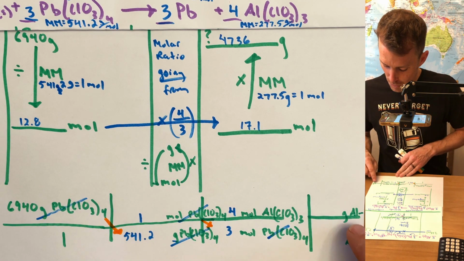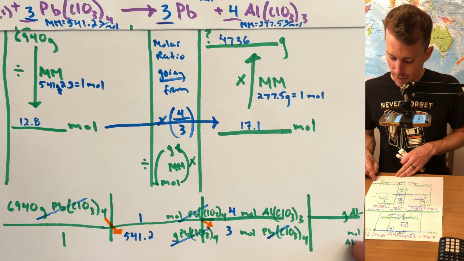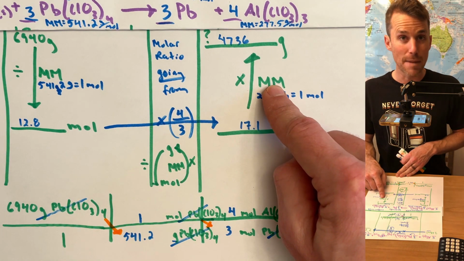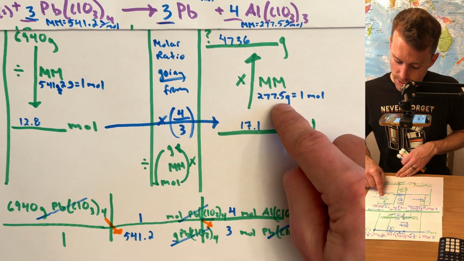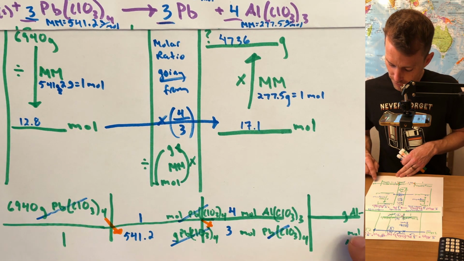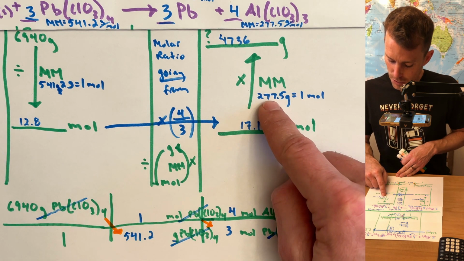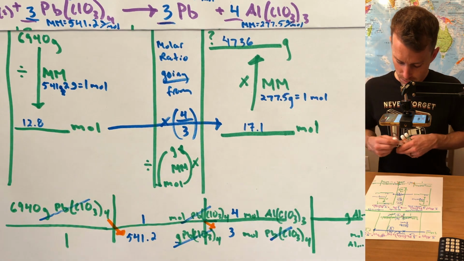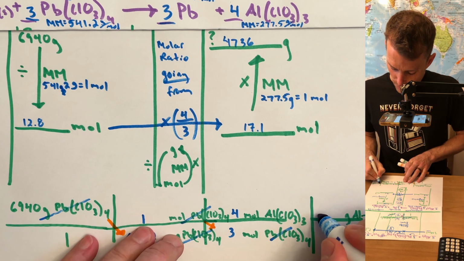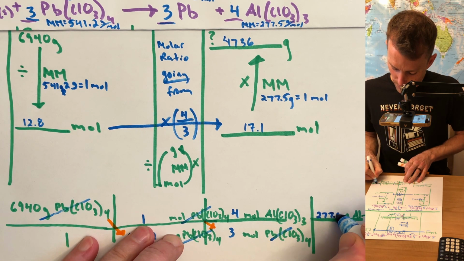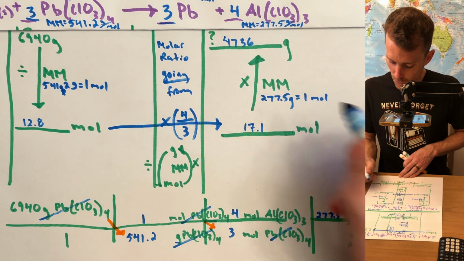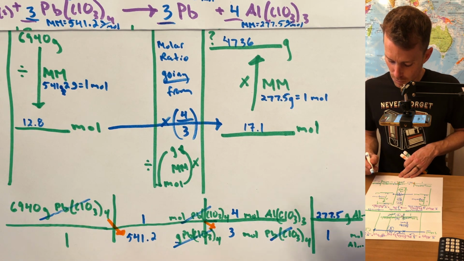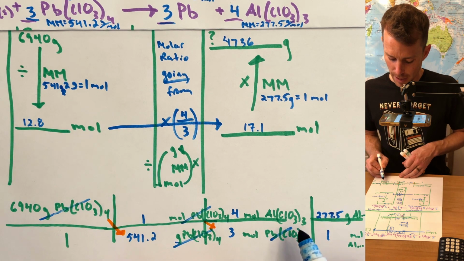Look at our units, moles and grams. Whenever you see moles and grams, that tells us we're talking about molar mass. And molar mass here, we have 277.5 grams. So in front of grams, that's going to be our 277.5. And in front of moles, we have 1 mole. So we see we just multiplied by molar mass because the molar mass is on the top.